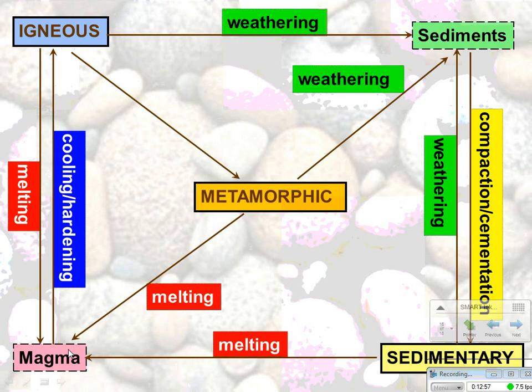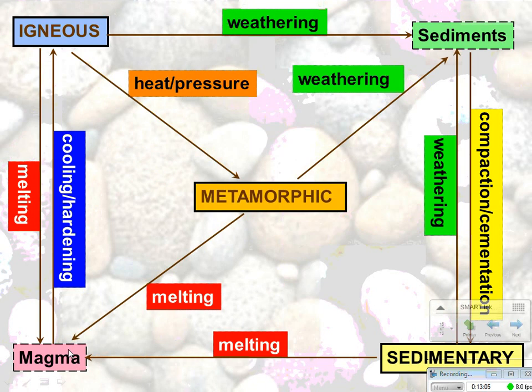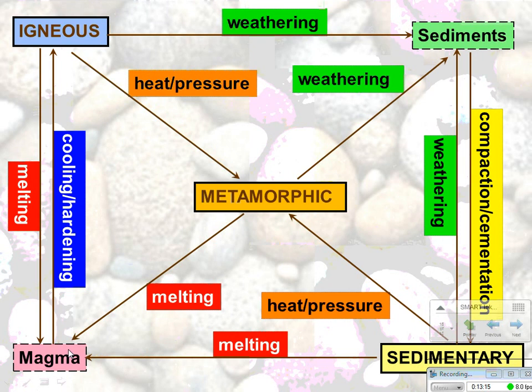If you're coming from an igneous rock to a metamorphic rock, you ought to be able to tell me heat and pressure. You have to have both heat and pressure in order to change that into a metamorphic rock. If you have a sedimentary rock and you're changing it to a metamorphic rock, you're going to be using heat and pressure.